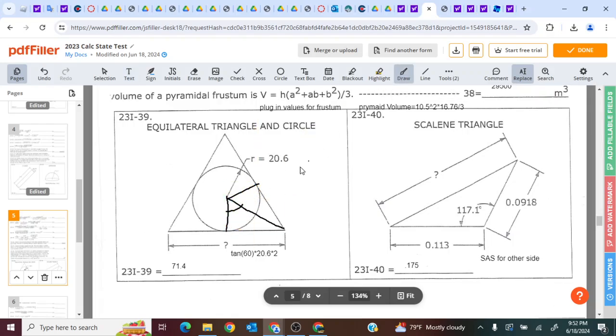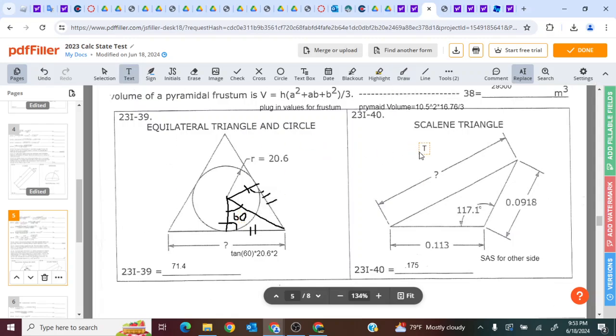Well, these two are the same. And these two are the same. And since these two angles are 90 degrees, and this angle, because it's an equilateral triangle, is 60 degrees, this entire thing must be 120 degrees, because all the angles of a quadrilateral have to add up to 360. Then you divide by 2 to get an angle of 60 degrees here. Tangent of 60 times 20.6 gets you this side, and then multiply by 2 to get the entire thing of 71.4.